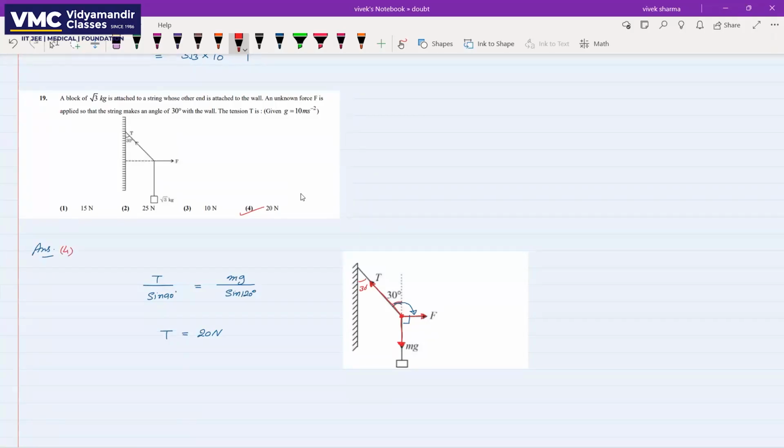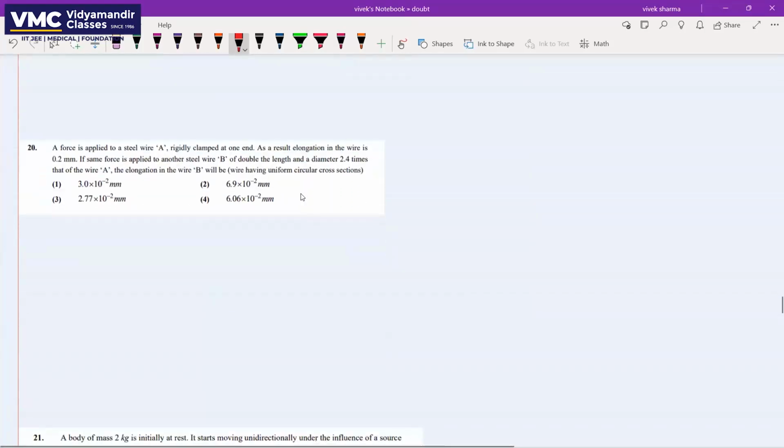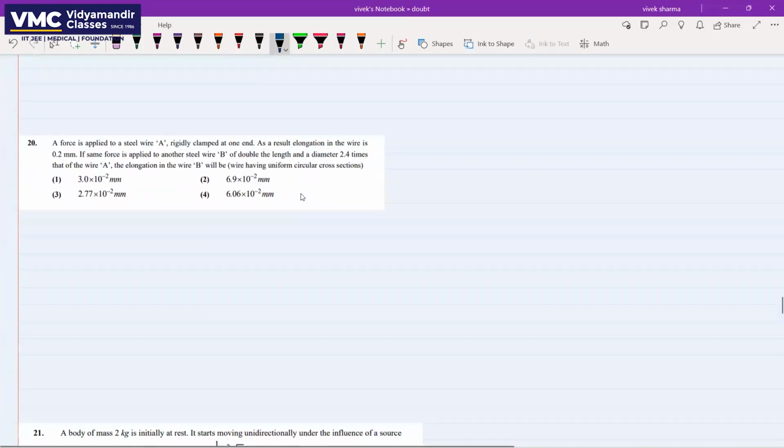Now moving to question number 20. Question number 20 elasticity का question है.